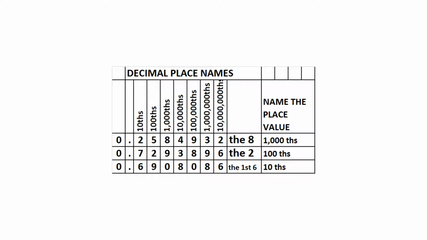Here we're to name the value of the 6. Well, if we take the first 6, dot 6, that's 6 tenths. That's easy. Let's do the last 6. So we've got to think. Now it's tenths, hundredths, thousandths, ten thousandths, hundred thousandths, millionths, ten millionths. So that's the 6, ten millionths. And now we've got to count right to left to say what's the number. 6,908,086. So that would be 6,908,086 ten millionths.